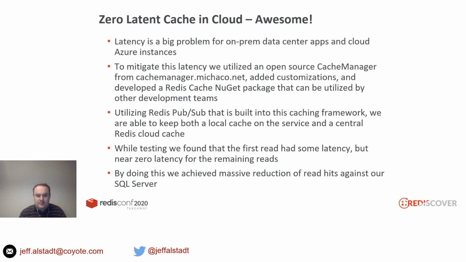Utilizing a Redis pub sub that is built into the caching framework, we were able to keep both a local cache on the service that was using the cache and a central Redis cloud cache. With that central Redis cloud cache and its Redis pub sub, a local cache would check if the data existed in its local cache, and if it didn't, it would add it to the cache, push it to the central Redis cloud cache, and then from the central Redis cloud cache, there would be a push notification to the subscribers of the other nodes' caches to be updated. From this, we were able to achieve local caching among many nodes in a clustered environment.